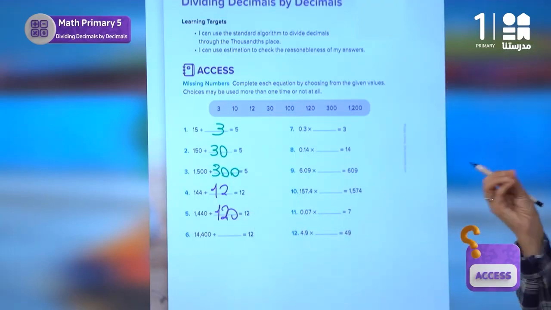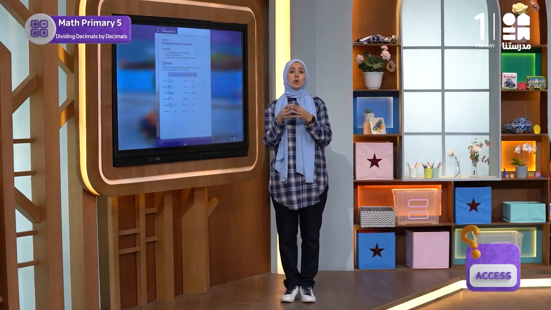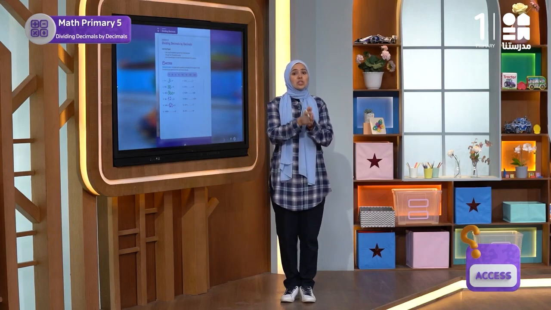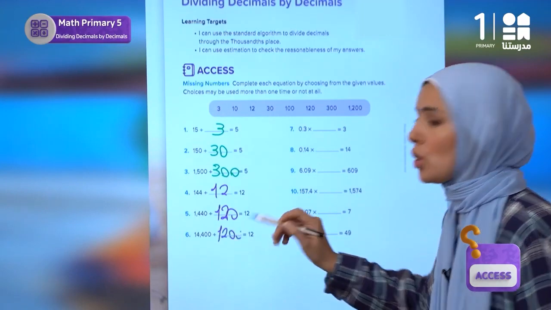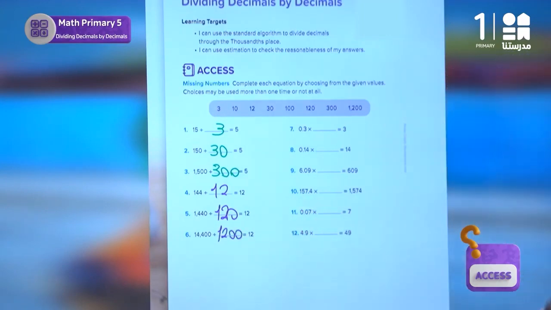In the last equation, we will do the same way. And this time, we're going to choose 1200. So I'm going to write it over here as 1200. What do we notice?